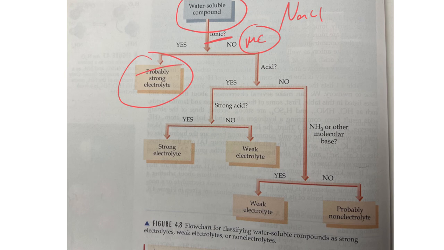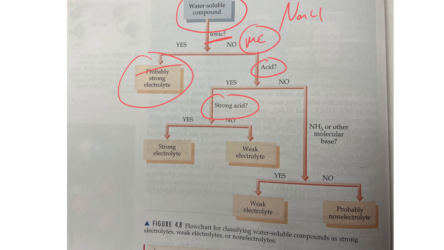The next question would be, if it's not ionic, we know it's molecular, we might ask, is the compound known to be an acid? The easiest way to think of this question is, do you know how to name the thing as an acid? If you recognize the compound from naming as an acid, then it's an acid of some sort. And then the question would be, is it a strong acid?